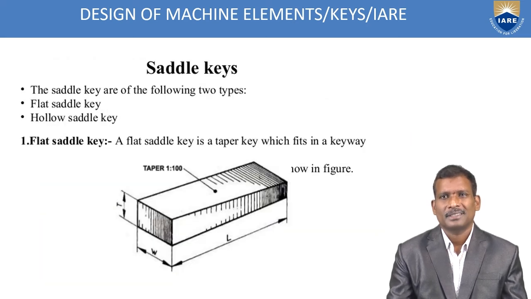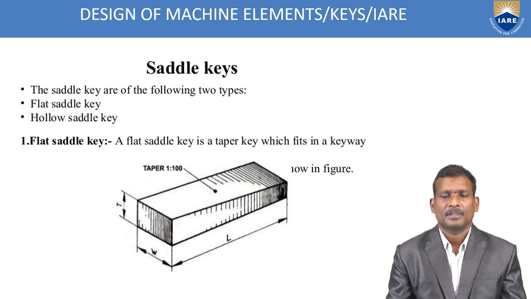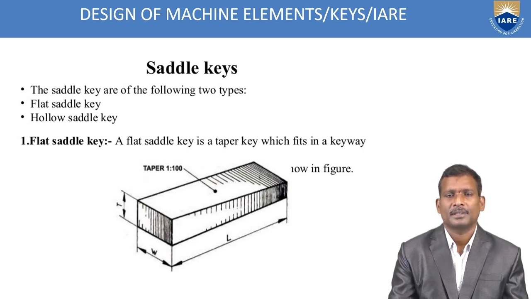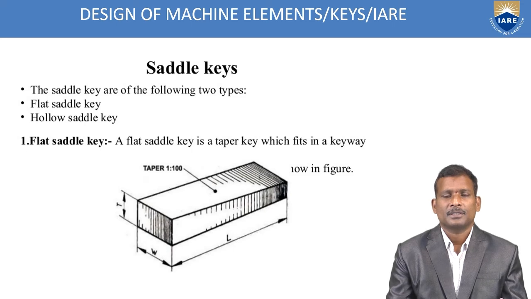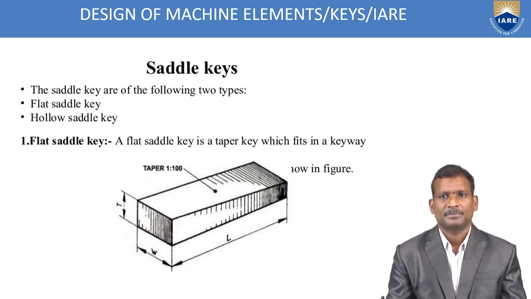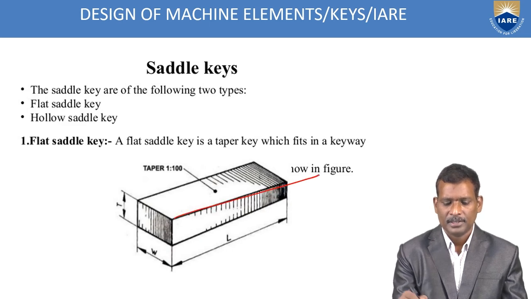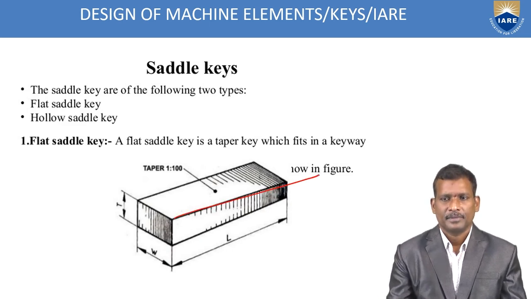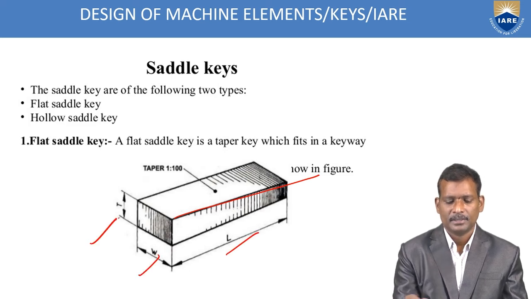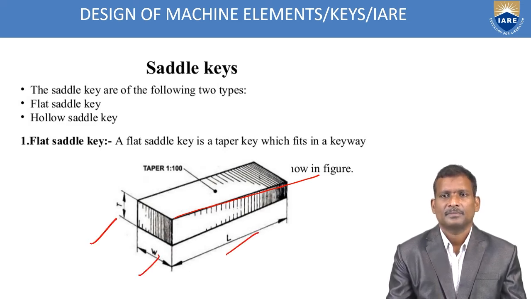Next classification is saddle keys. Up to now we have discussed sunk keys. Now these saddle keys are classified into two types: one is flat saddle, another is hollow saddle. The flat saddle key is a taper key which fits in a keyway. You can see here a taper of 1:100, and the length, width, and thickness, as we discussed in previous slides.